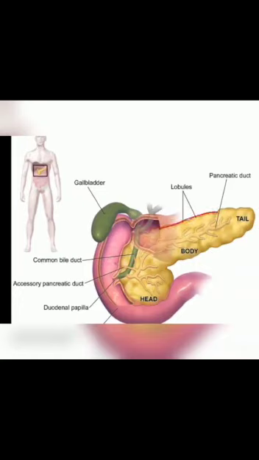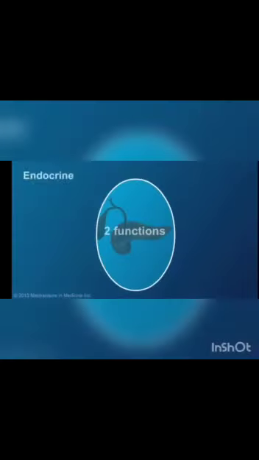Lobules are made up of alveoli lined with secretory cells. Each lobule has a small duct. This duct unites with other ducts and joins the main pancreatic duct, which passes the whole length of the gland to open into duodenum. Just before entering the duodenum, the pancreatic duct joins the bile duct to form ampulla of the bile duct. The pancreas has two functions, endocrine and exocrine.